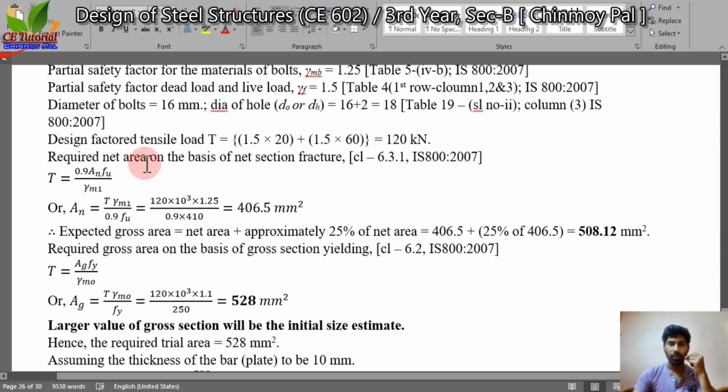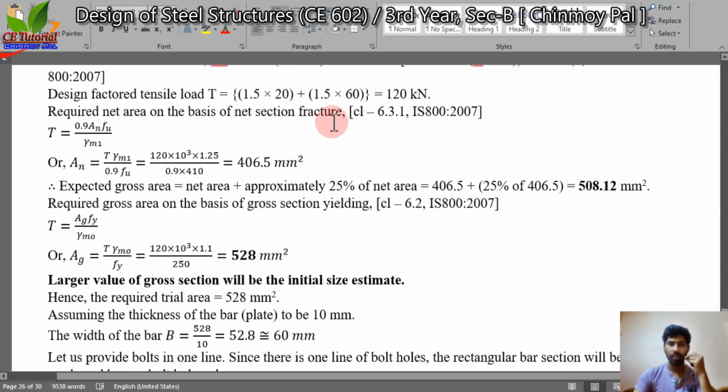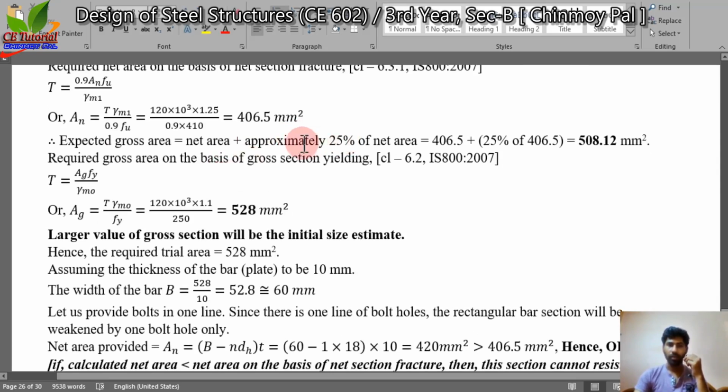kN. The required neat area on the basis of neat section, TDN is equal to 0.9 AN FU by gamma m1, and AN you can calculate, 406.5 mm square. And this is neat area, that's why we are adding approximately 25% of the neat area with it to convert into the gross area. So gross area will be 508.12 mm square.